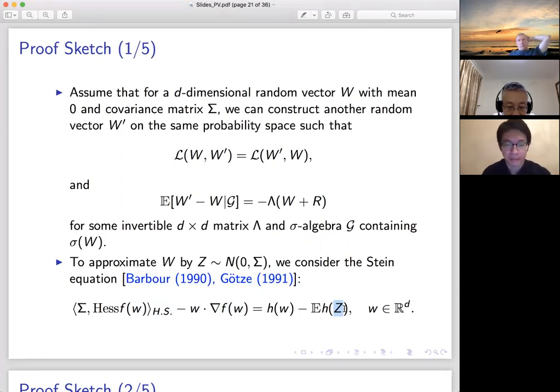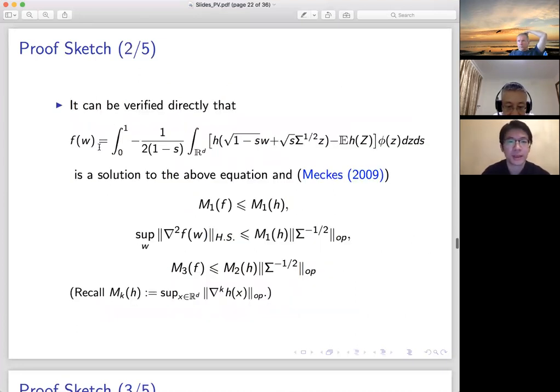So therefore, we can hope to have a solution for this equation which has nice properties based on the properties of h. It turns out that we have an explicit solution f for the above equation in terms of the integral from 0 to 1 over s, and then the integral in R^D involving phi_d, which is the standard normal density function.